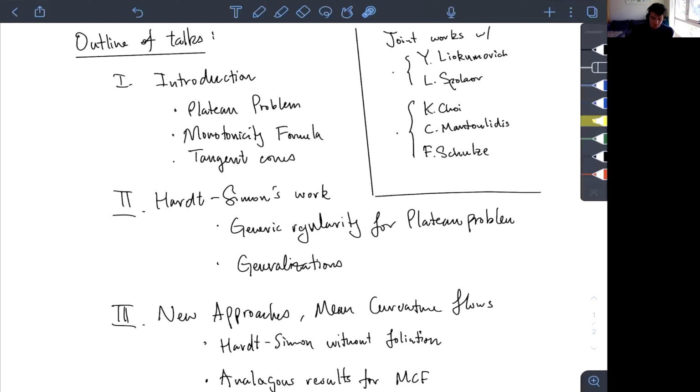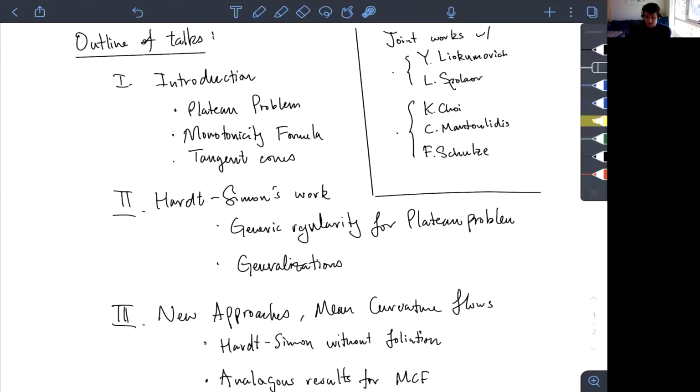And then I'll move on in the second recording and talk about the work of Hardt-Simon on generic regularity for the Plateau problem. And I'll mention some generalizations and some new directions that you can go in that vein. And then finally, in the third talk, I will discuss new approaches to the work of Hardt-Simon and analogous statements for mean curvature flows.